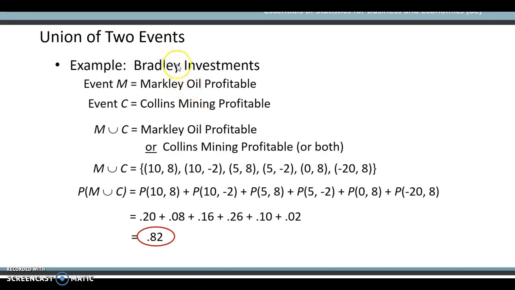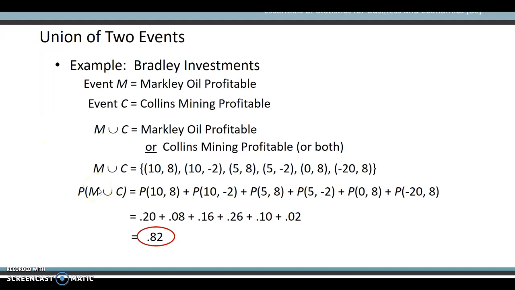Here we have the case where Bradley Investments, we have event M, which is Markley Oil is profitable, and C, Collins Mining is profitable. M union C would be where Markley Oil or Collins Mining are profitable, or both. M union C, here we have 10, 8, 10, negative 2, 5, 8, 5, negative 2, 0, 8, and negative 28. So we have 1, 2, 3, 4, 5, 6 cases in which Markley Oil or Collins Mining is profitable.